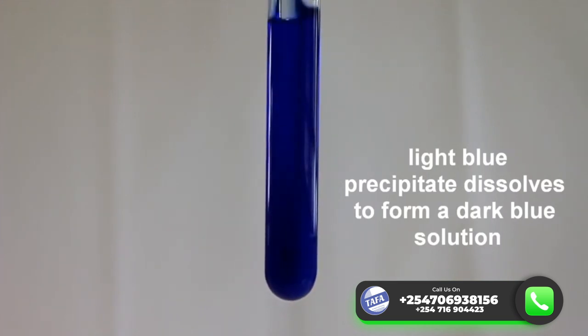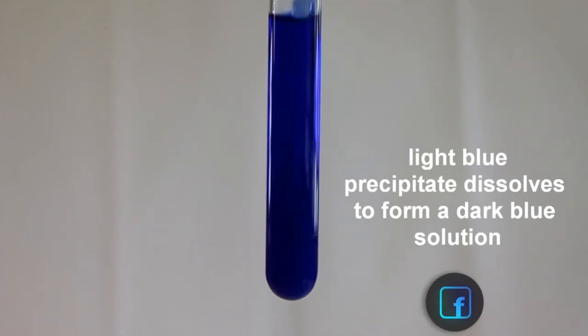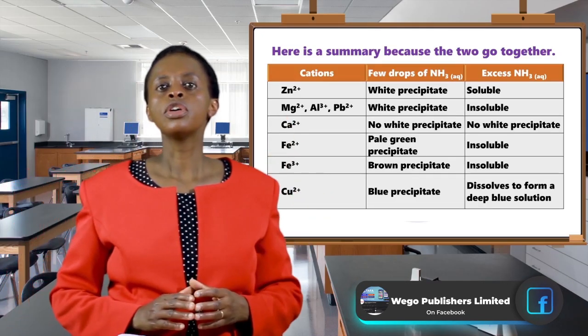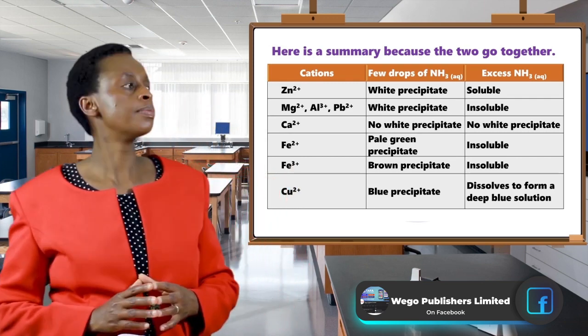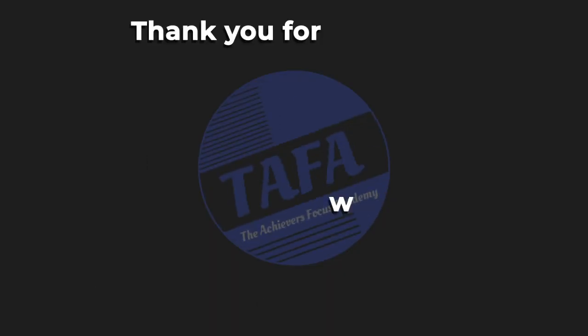So that is about sodium hydroxide and ammonium hydroxide being used to test for common ions. And you will notice that some of them will actually help us identify the specific salts.